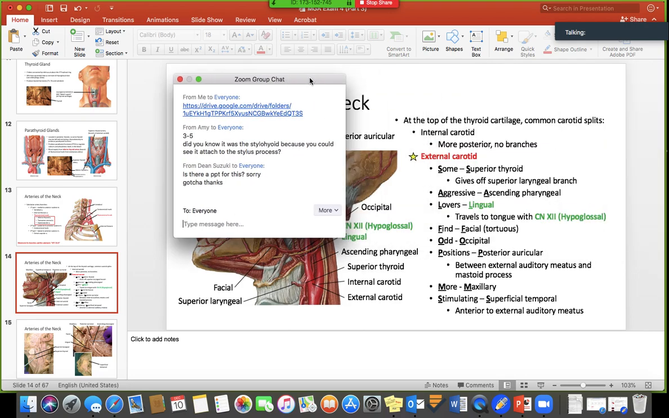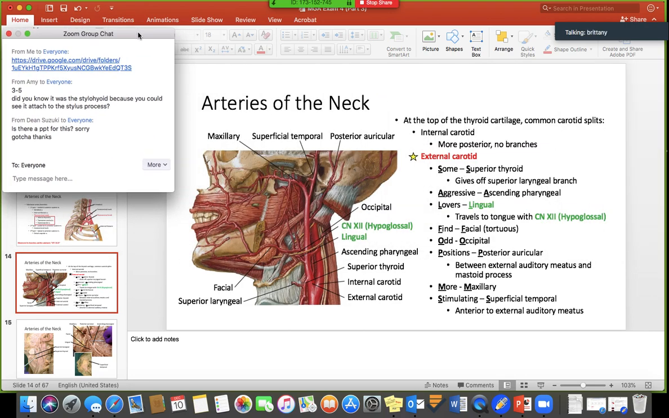Okay. As far as arteries of the neck go, you definitely want to know these. The mnemonic is some aggressive levers find odd positions more stimulating. They might tag one or two. The one that I want to say they tagged last year was the lingual artery, and you can see it running here with the hypoglossal nerve. So I would look for this relationship in the neck between cranial nerve 12 and the lingual artery.